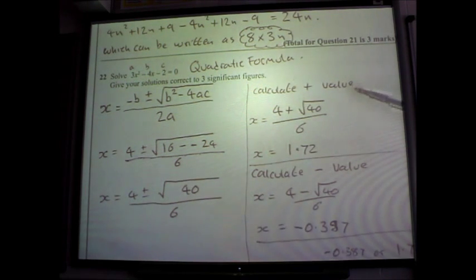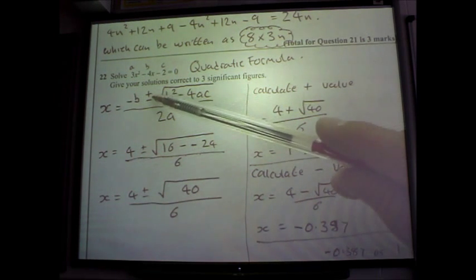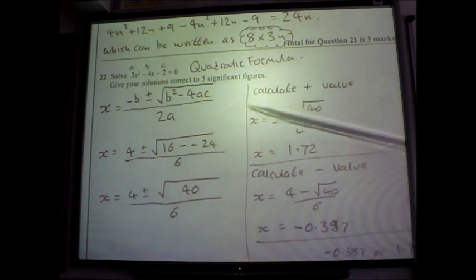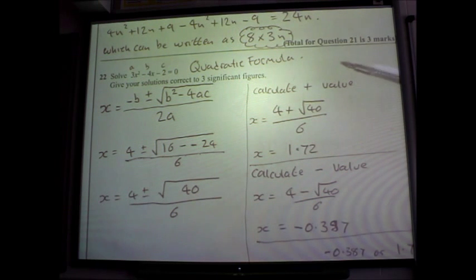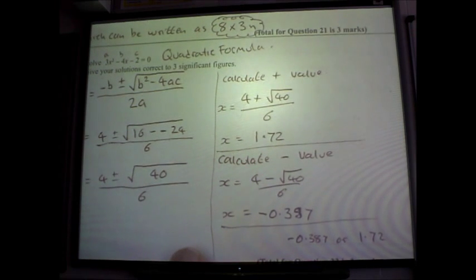divided by 6. So I'm going to calculate the positive value first. You've got to do the positive value and the negative value, because there's always 2 answers to it. That works out to be 1.72. And the negative value, obviously you put the negative in there now, and that comes out to minus 0.387. And there's my two answers there.